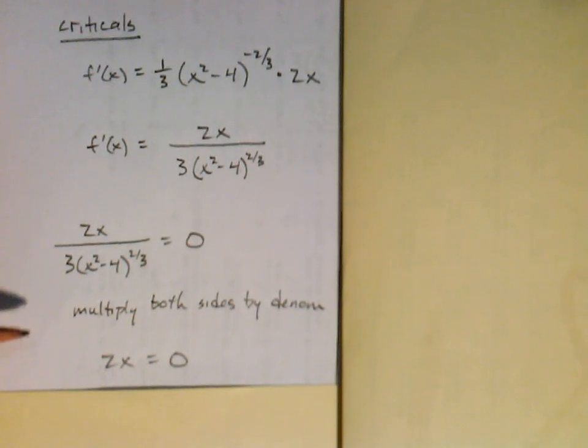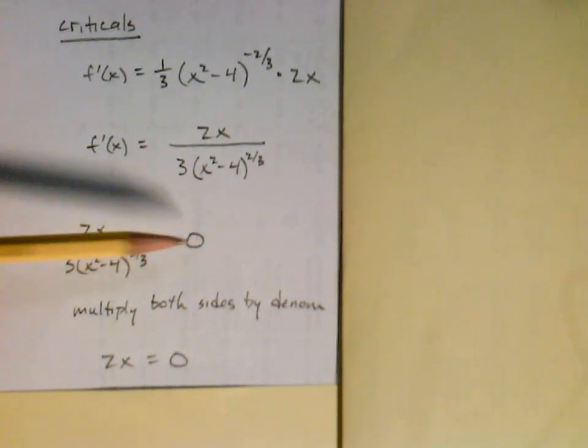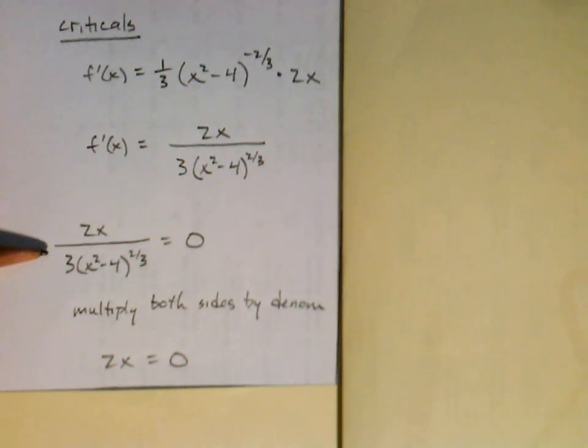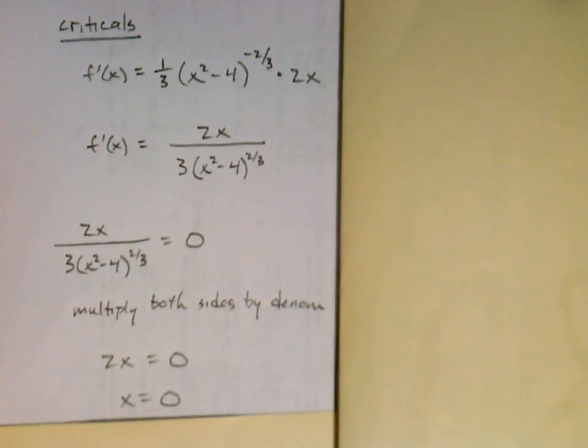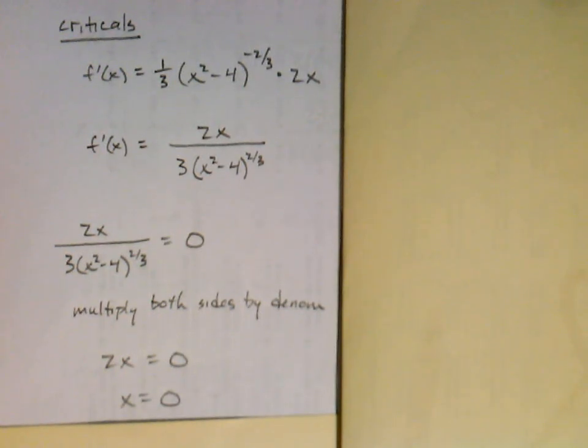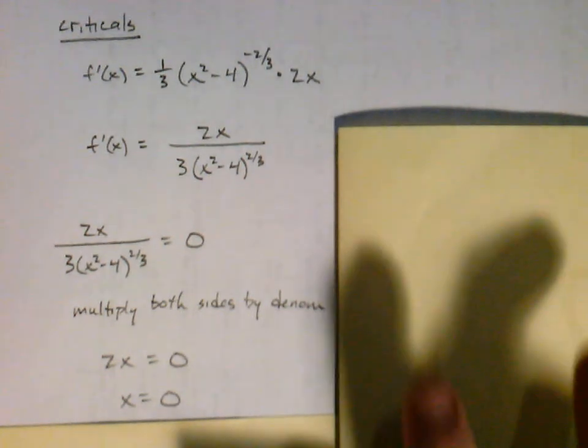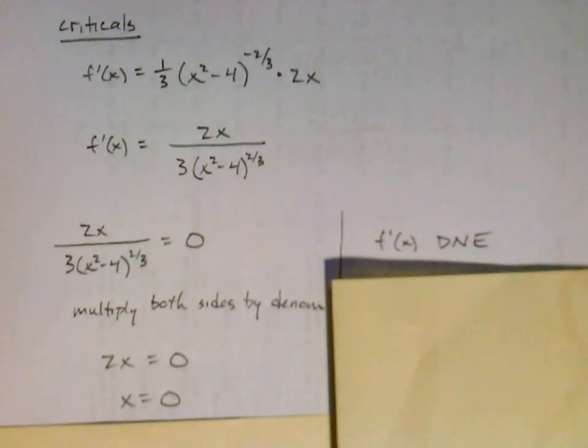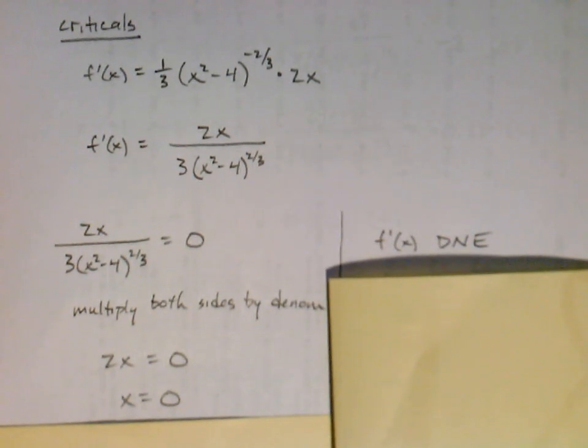Another way to think of it, some people prefer this. Instead of multiplying both sides by the denominator, they think, hey, if a fraction equals 0, doesn't that mean the numerator would have to equal 0? And that's another way you could come to this conclusion. Whatever the case, when we solve that, we got our first critical number, x equals 0. Okay, that's one. Turns out there are more critical numbers. So over here, we also need to consider when our derivative does not exist.